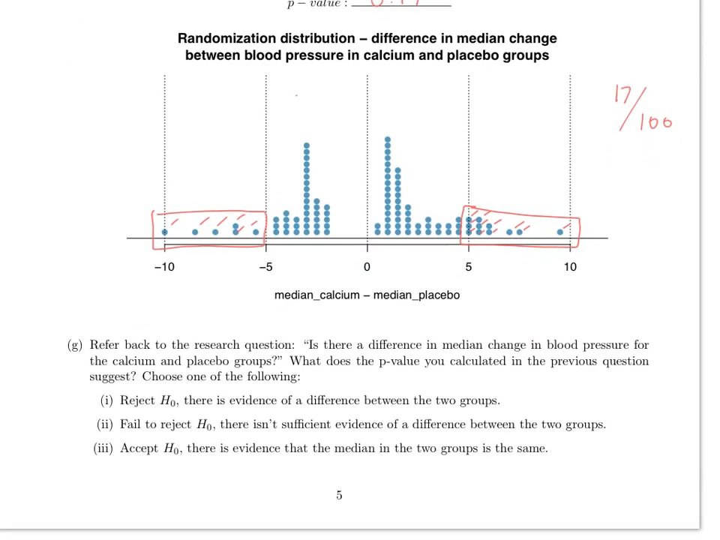Refer back to the question: is there a difference in median change in blood pressure for the calcium and placebo groups? What does the p-value calculated in the previous question suggest? Which one? Number 2. We would fail to reject the null hypothesis because that's a high p-value. We usually compare it to a 5% significance level if one isn't provided. There isn't sufficient evidence of a difference between the two groups.